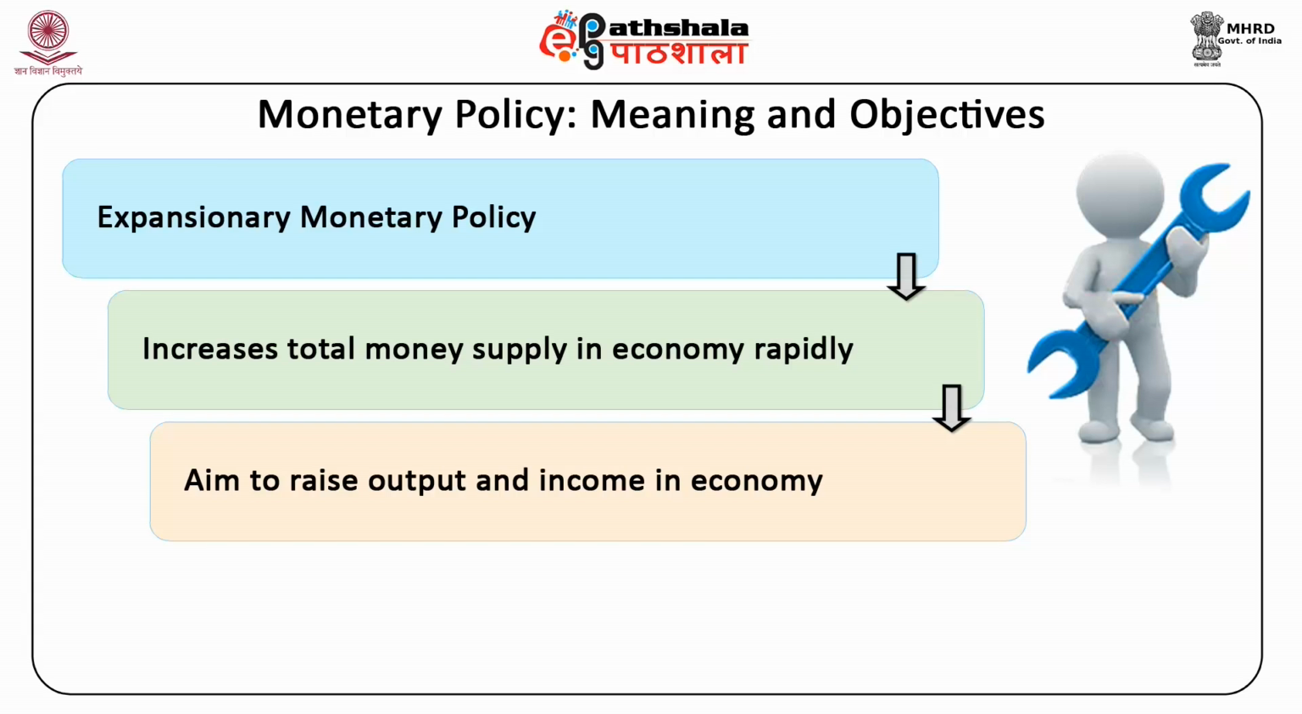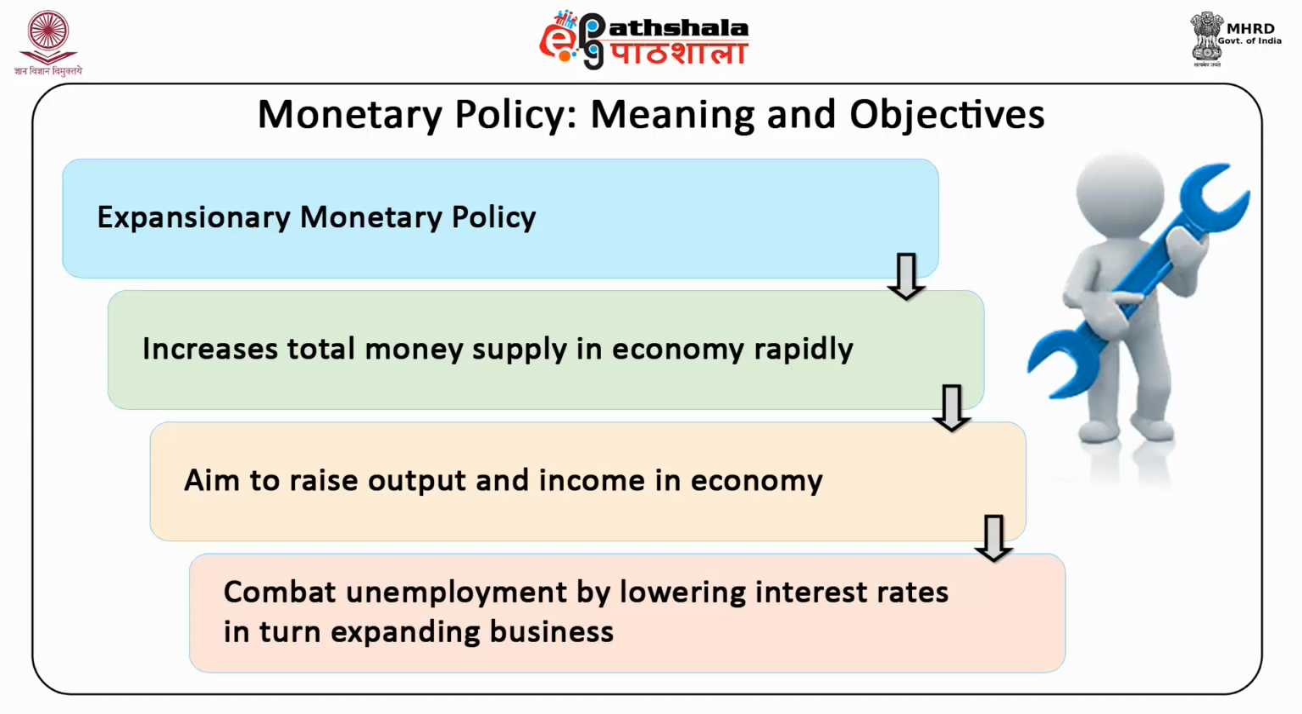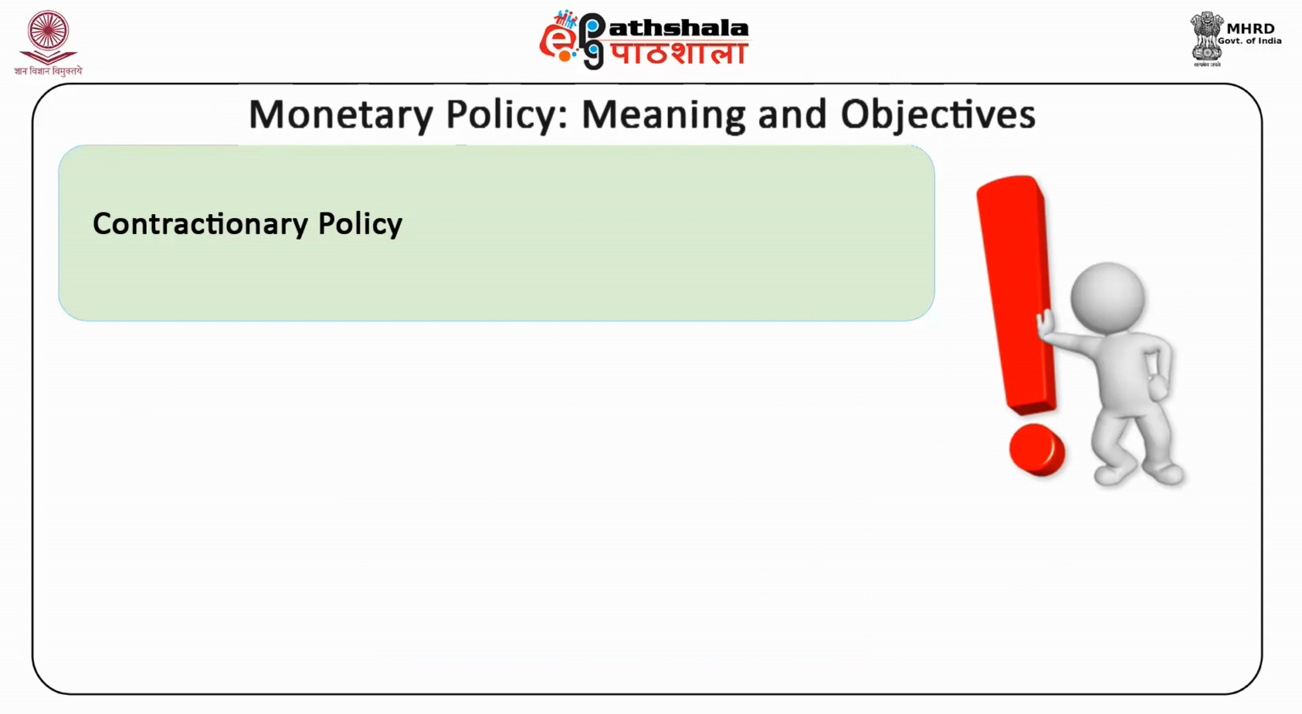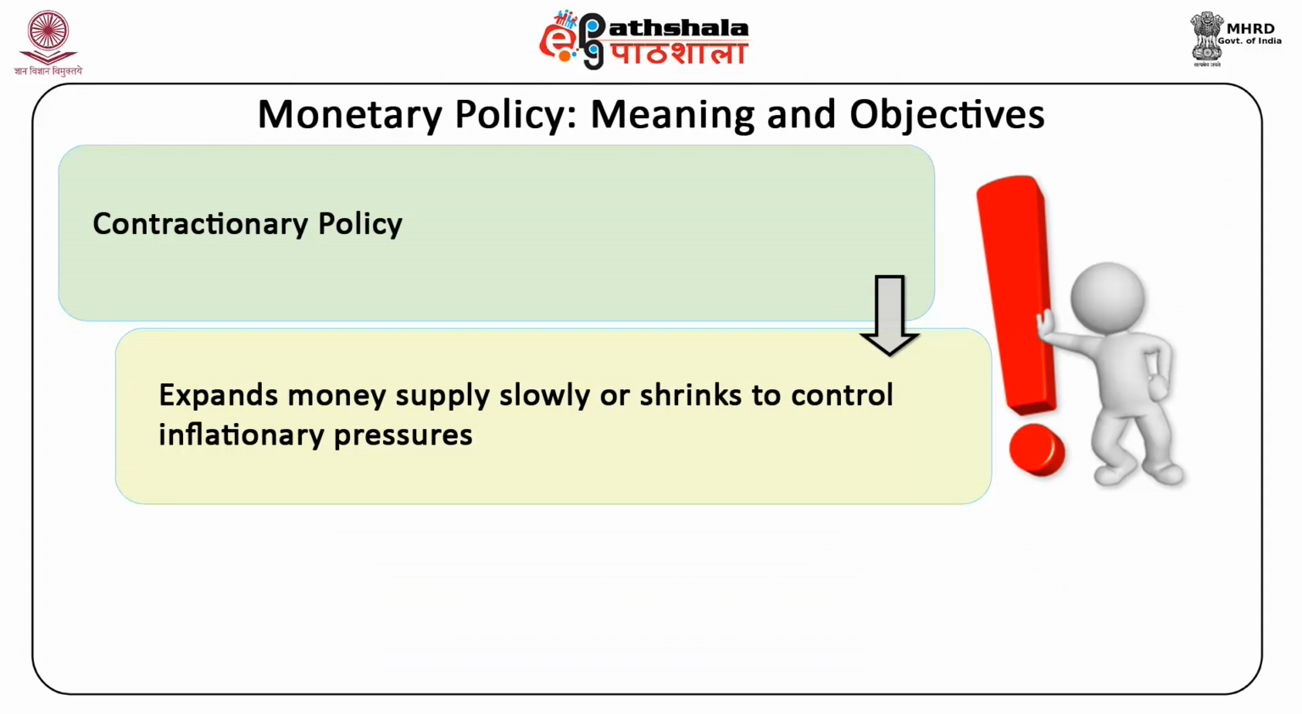The expansionary policy is generally used to try to combat unemployment in a recession by lowering the interest rates in the hope to ease credit expansion, which in turn will entice business expansion. The contractionary policy, on the other hand, expands the money supply more slowly than usual or even shrinks it to control the inflationary pressures in the economy due to higher income.